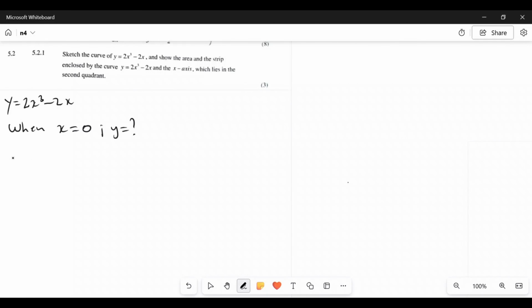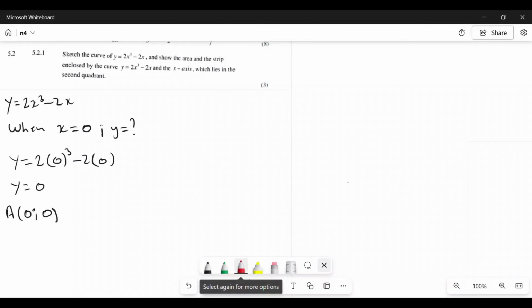So let's continue. y is going to be equal to 2, open bracket, instead of writing x, we're going to write 0 to the power of 3, minus 2 multiplied by 0, because we have x there. So this means that y is going to be 0. When x is 0, our y is 0. So this point here, let's call it A. Let me highlight it so that you can see it when you draw. This is going to be A.